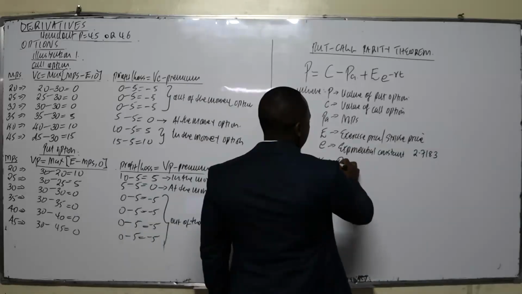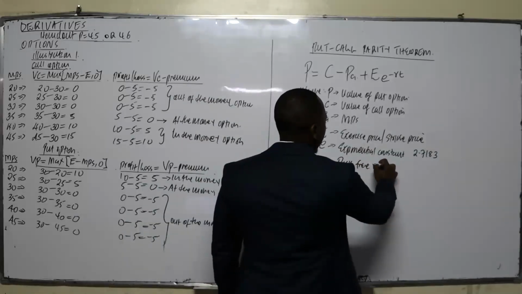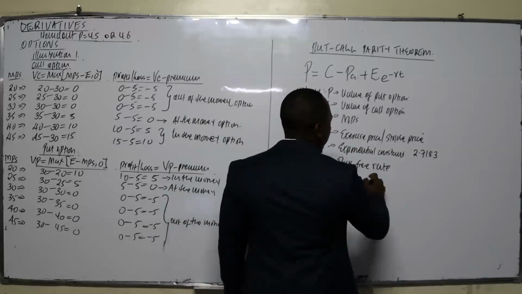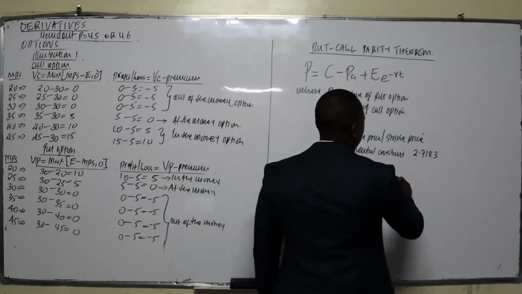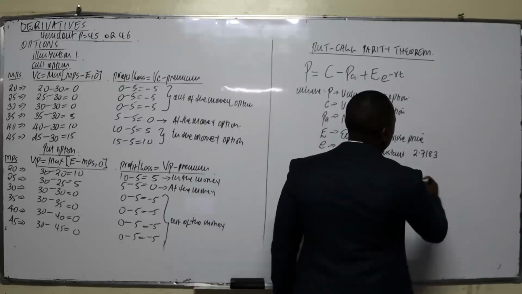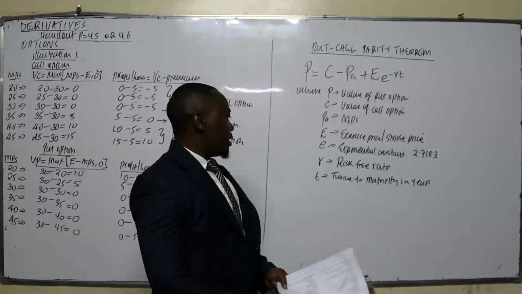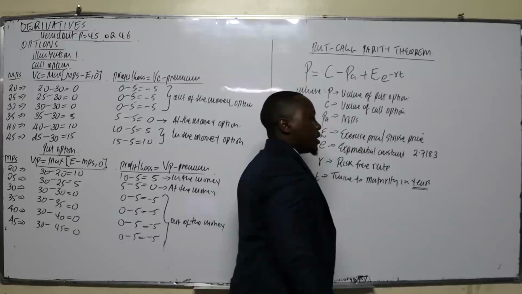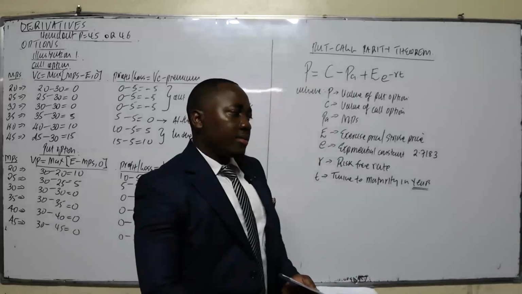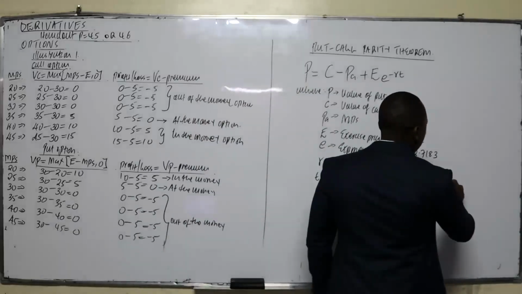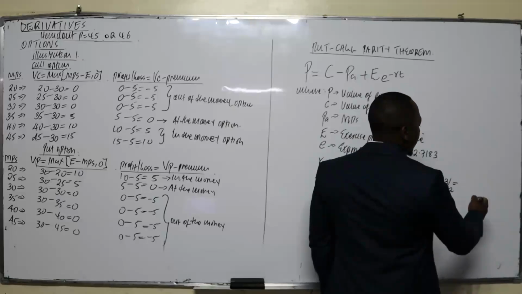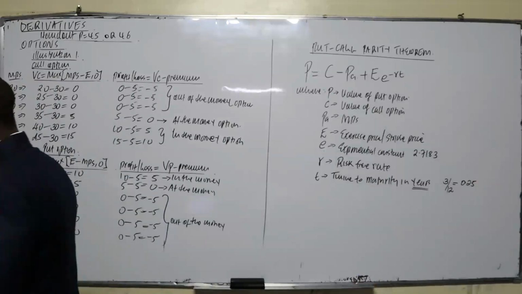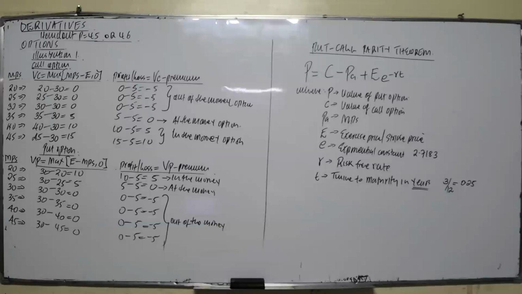Then R, this is the risk-free rate. Then T is the time to maturity, time to maturity in years. You need to understand that T is not just time. It's time to maturity in years. If you're told that the contract will be effected in the next 3 months, that means your T will be 3/12. You convert it into years and you get 0.25. Good. So now let's evaluate that in our notes.